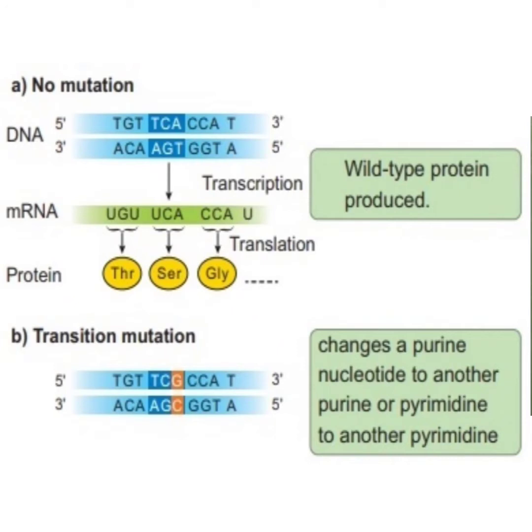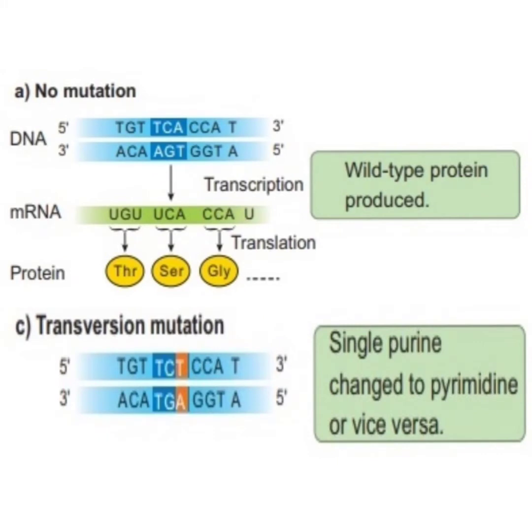In the transition mutation, you can see that in the 5' to 3' strand, there is a change from a purine nucleotide to another purine nucleotide, or a pyrimidine nucleotide to another pyrimidine nucleotide. Here you can see in the 3' to 5' strand the formation of AGT should occur, but instead there is a formation of AGC. In the 5' to 3' strand you can see it should be TCA, here it is TCG. Accordingly, the messenger RNA nitrogenous bases change.